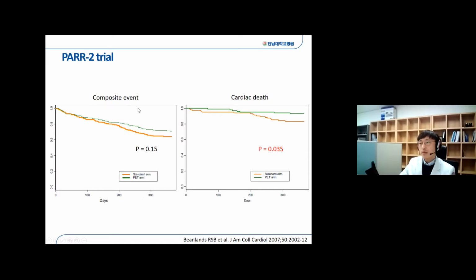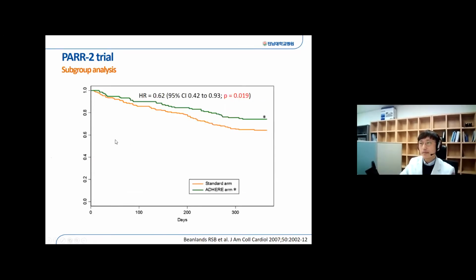But the primary outcome was the composite event. So the PARR-2 trial is currently considered a negative trial, despite the difference in cardiac death. So the PARR-2 trial investigators subclassified the PET arm patients into adhere and non-adhere arms.